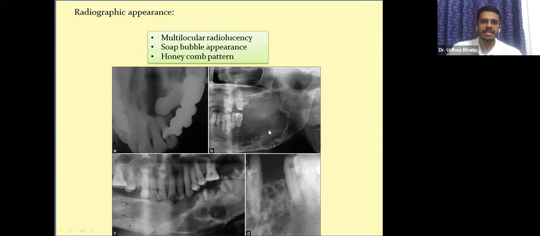These locules represent the area of massive bony destruction, which is caused by the intraosseous growth pattern of the tumor. That is, the nature of the tumor to grow from within the bone outwards, as a result of which the bone tends to be reduced to these empty spaces with thin septae separating each of them. These thin septae give it the typical appearance of a honeycomb or a soap bubble. This is also known as a multilocular radiolucency. So this is how it will appear on a radiograph.